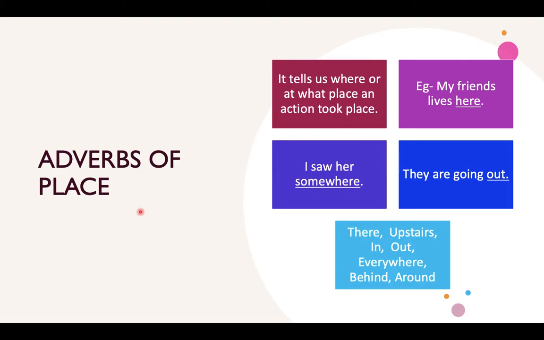Now adverb of place. It tells us where or in what place an action took place. For example, my friend lives here. I saw her somewhere. They are going out. So children, these words here, somewhere, out and some other words like there, upstairs, in, everywhere, behind, around indicate the place of an action. So all these are adverbs of place.